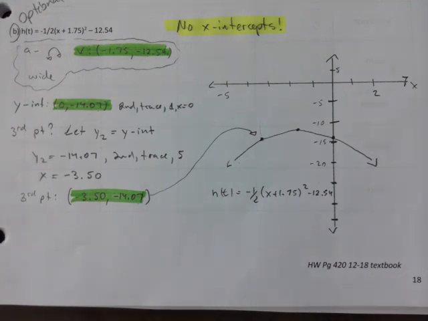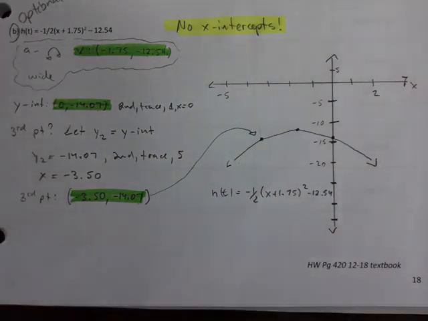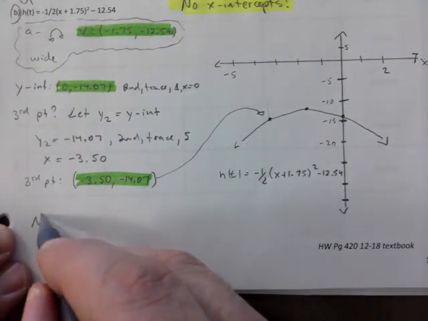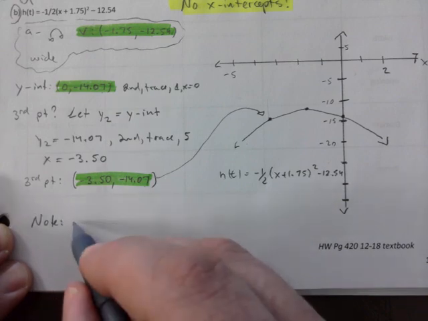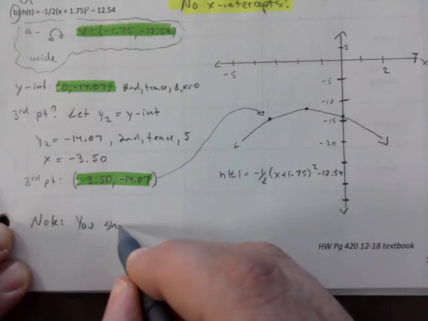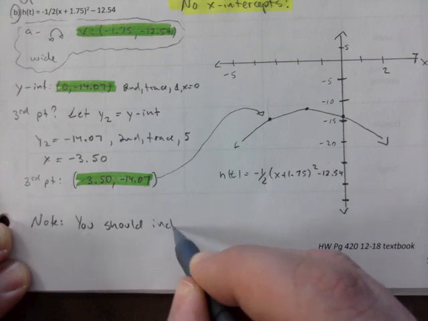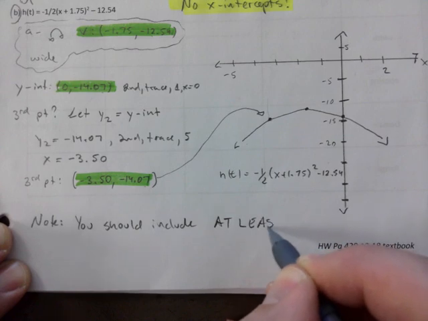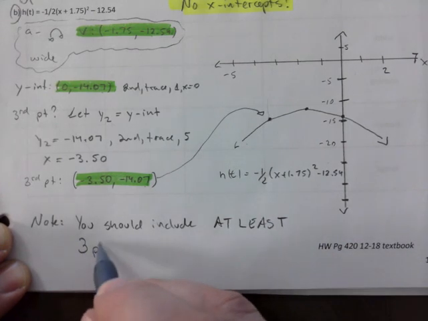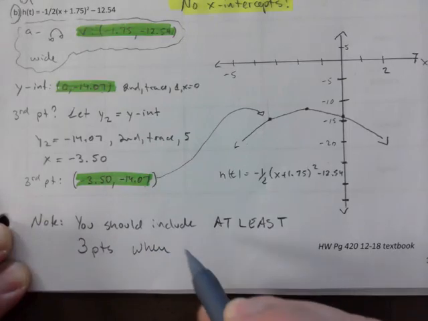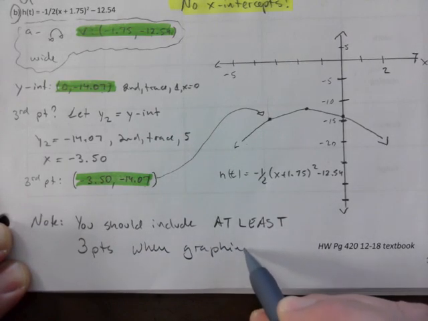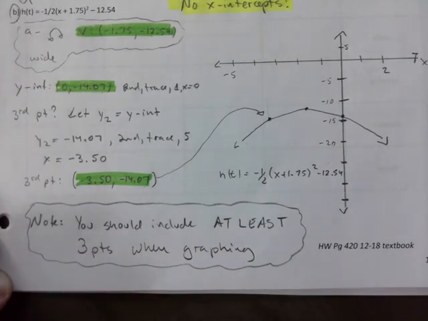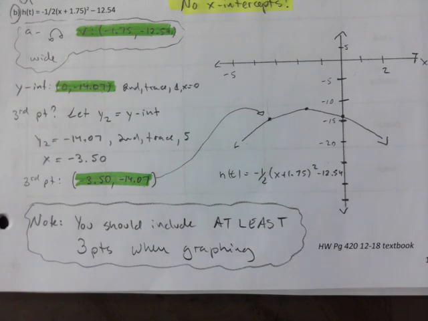But find 3 points. So I'll make a note under this graph here. I'll say this. Note, you should include at least 3 points when graphing. Okay, so it's on you to find those 3. Any way you can do it is fine.